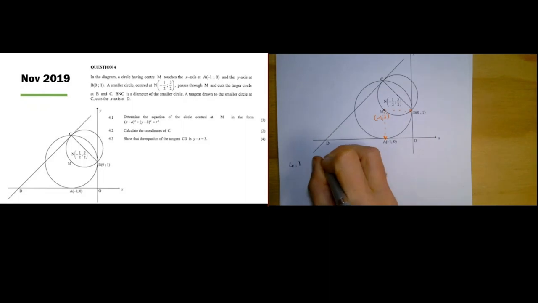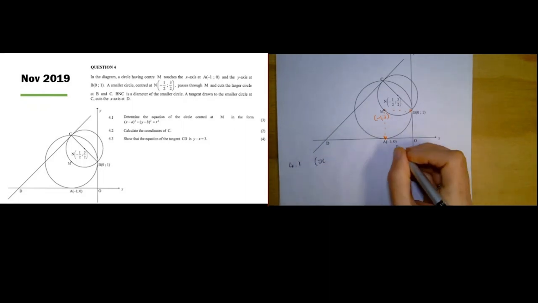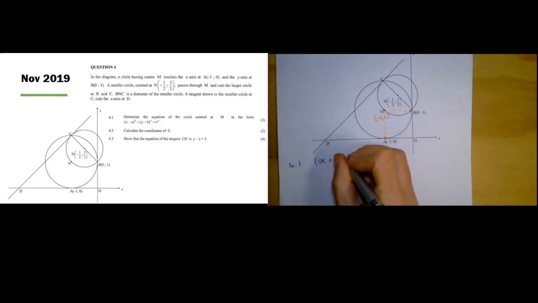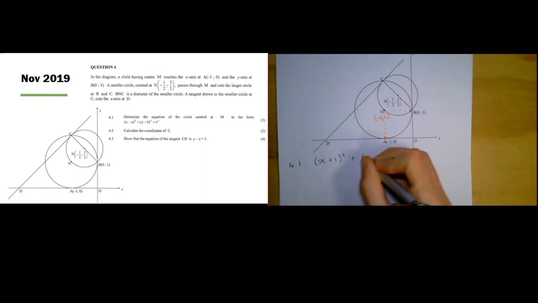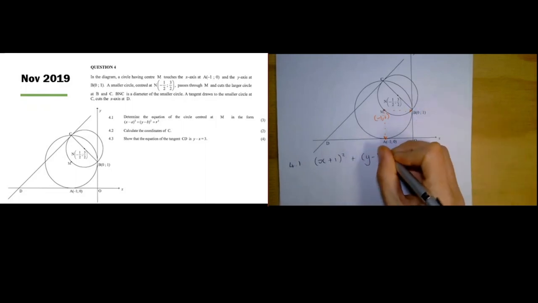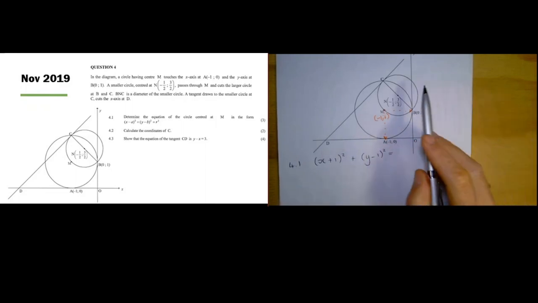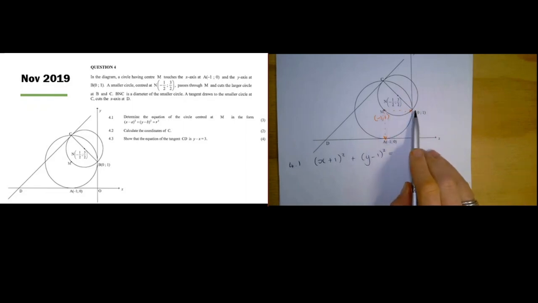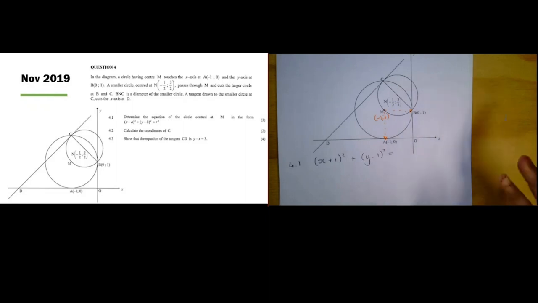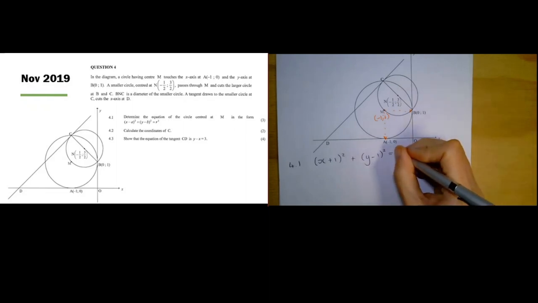So it's x minus negative 1, so that's x plus 1 squared, plus y minus 1 squared equals, what is my radius? What is this distance? If I'm moving from negative 1 to 0, my radius is 1, and 1 squared is 1. So there is my equation.